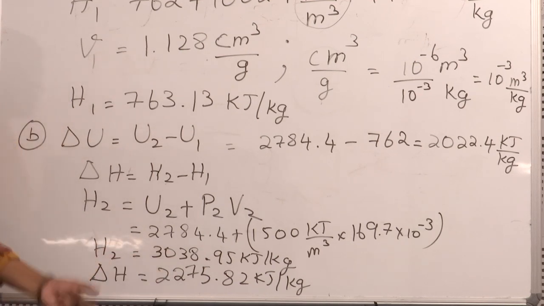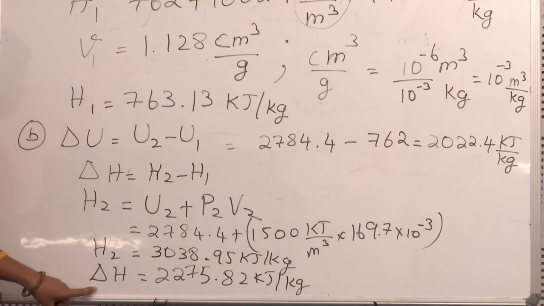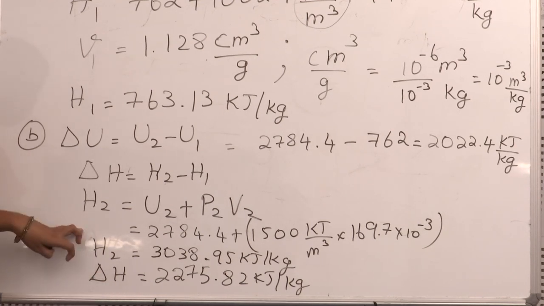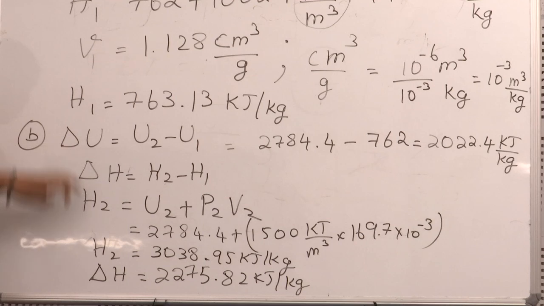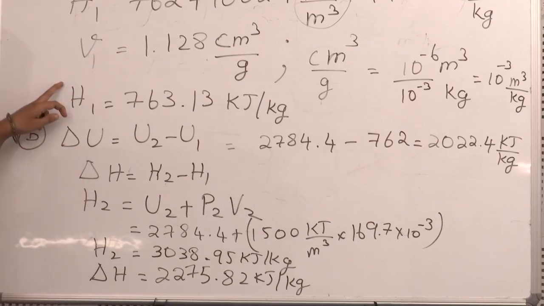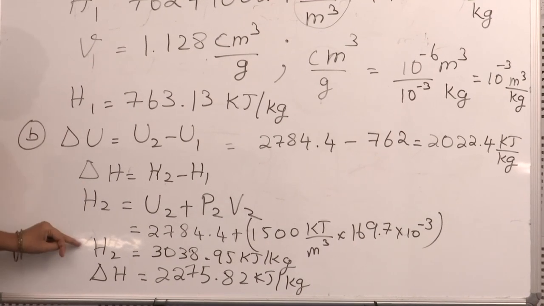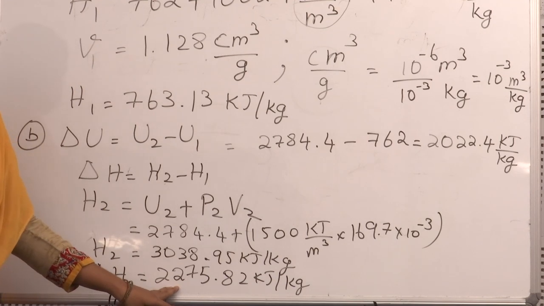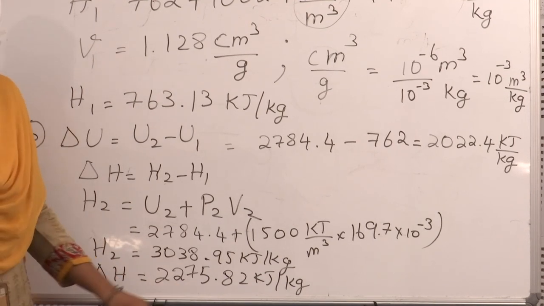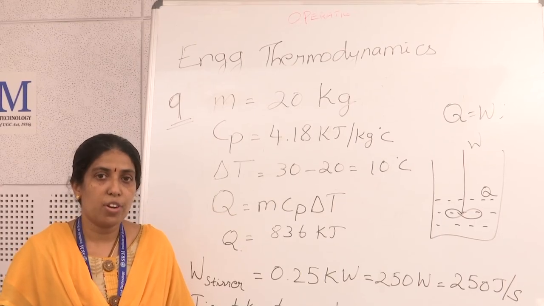So what is asked in the question? It's not enthalpy, it is change in enthalpy. So we need to subtract H2 minus H1. The H2 value is known, the H1 value is also known. Subtract the two and find the difference in enthalpy as the final answer. Thank you.